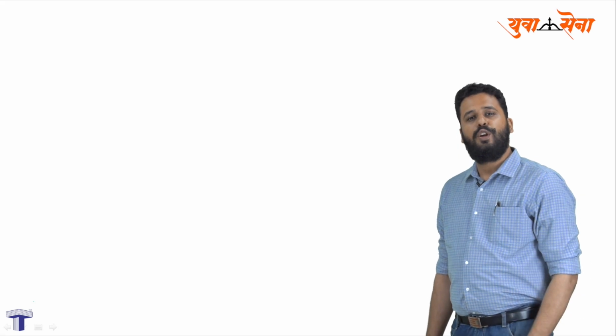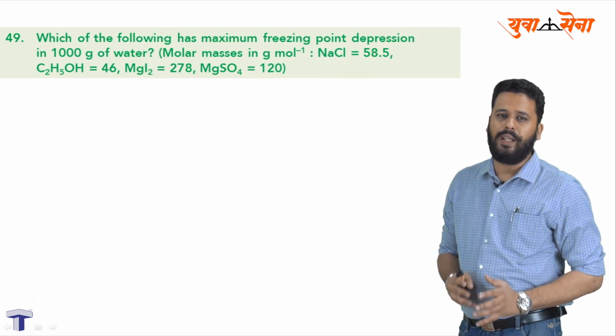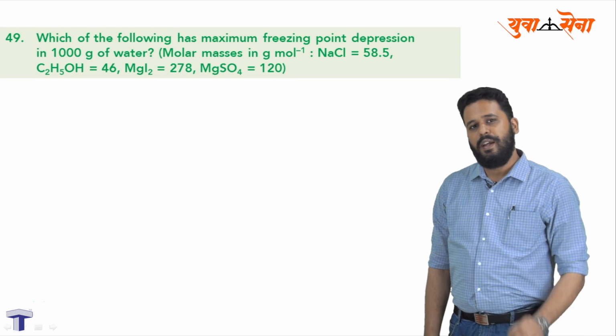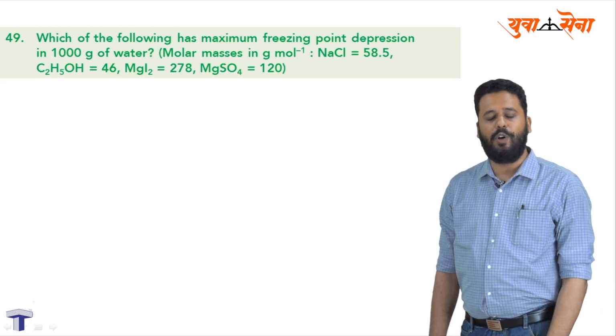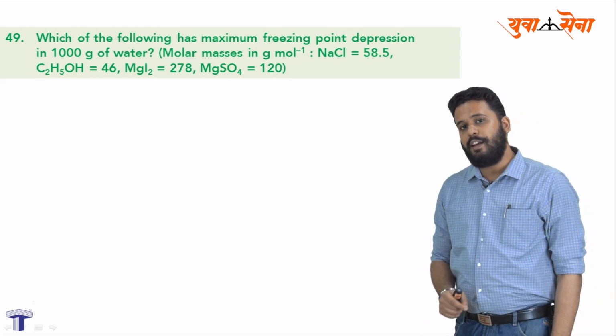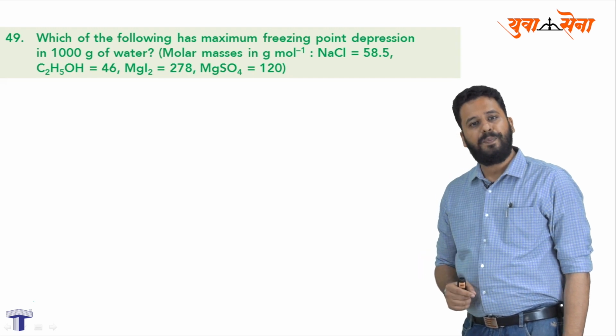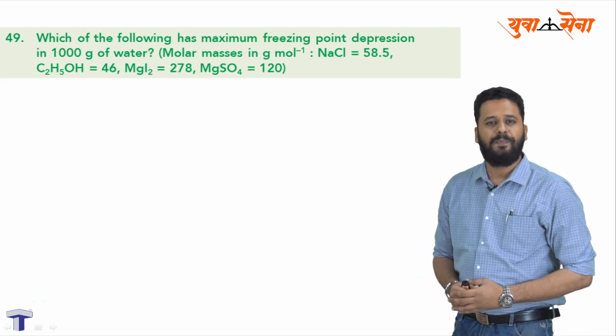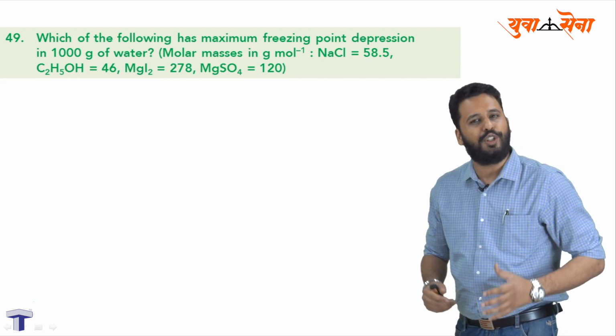Hello students, question number 49 from your NEET mock test states: which of the following will have maximum freezing point depression in 1000 grams of water? Molar masses have been given to you for NaCl, ethanol, magnesium iodide and magnesium sulfate. These are the molar masses which have been given to you.